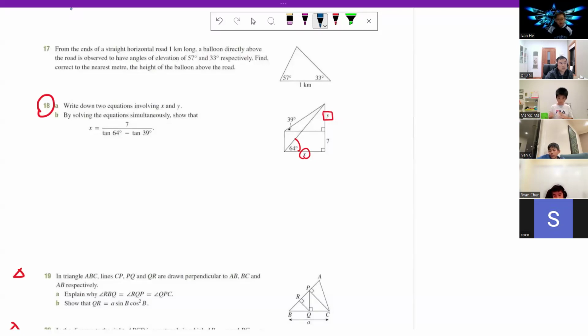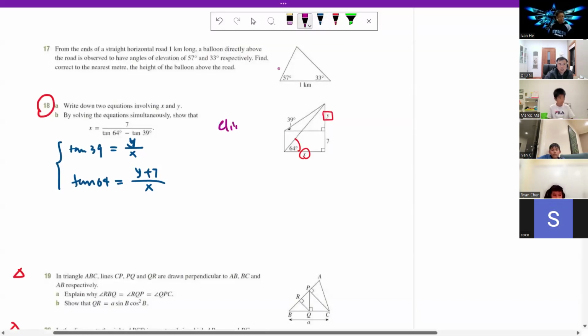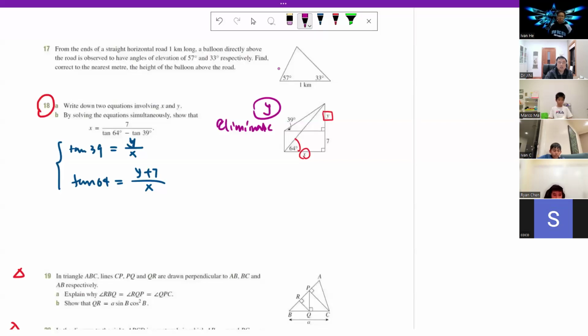So how to do that? You would say tangent 39 is y over x, right? Sorry, not 7 over x: y over x. And then tangent 64 is (y plus 7) over x. So you have two equations set up. The problem is they are not asking you to solve for y. The question is to solve for x. So in terms of simultaneous solving strategy, you very clearly know what you're supposed to do: you're going to eliminate y. That's your goal, right?